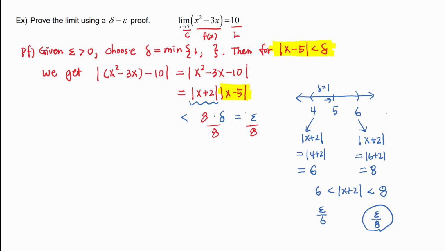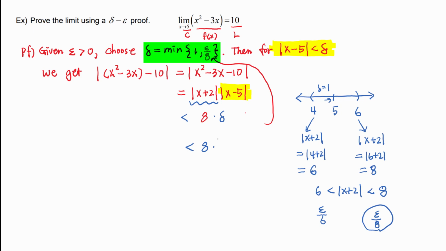So we found out that our delta has to be the minimum of 1 or epsilon divided by 8. And then I'm going to erase that part and continue. This is less than 8 times... Now, what's my delta? Delta is the minimum of 1 or epsilon over 8.